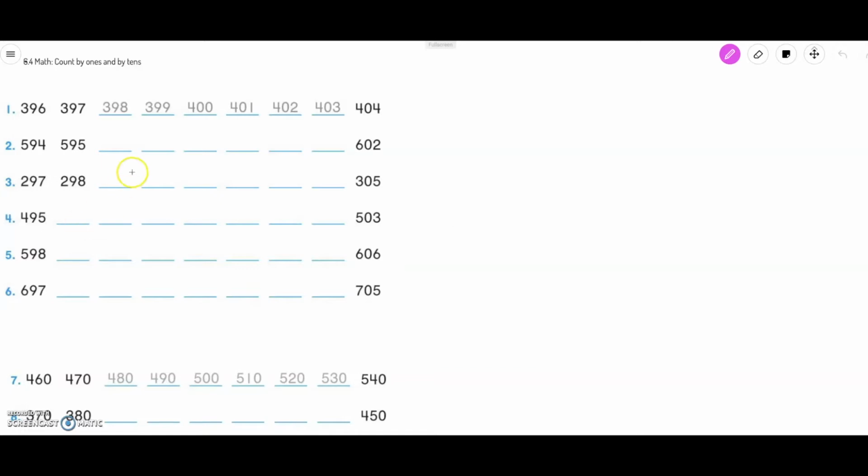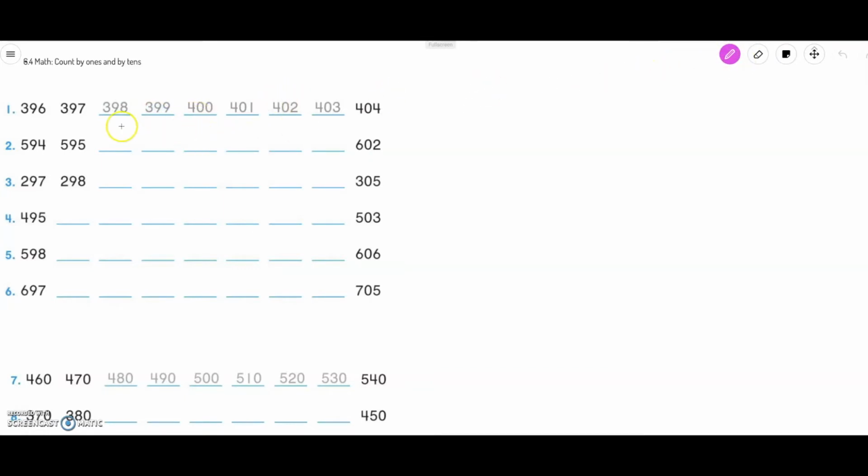So think about when you're counting by ones. 1, 2, 3, 4, 5, 6, 7, 8, 9, 10. And it keeps going, and you can even do that here on number 1 where they started at 396, then they kept going 397, 398, 399, and once we get to 99 here, it went to 400.